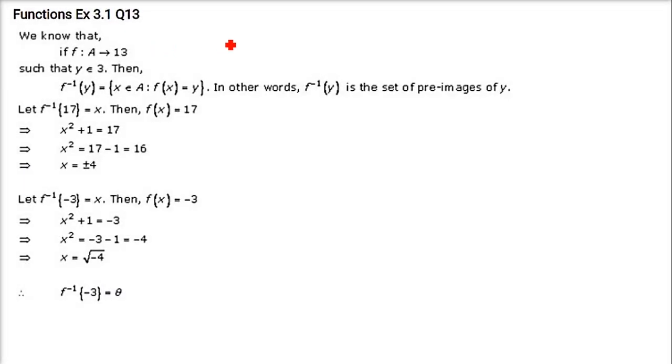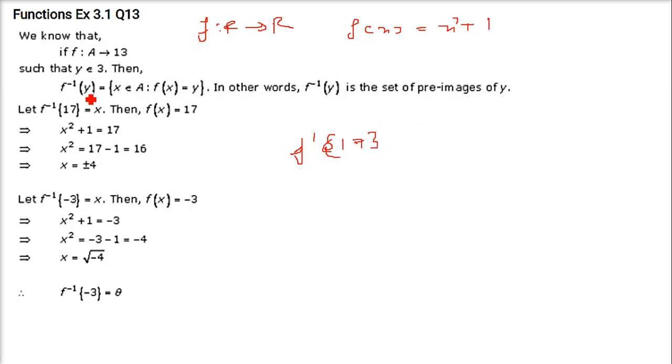Next one: f is from real numbers to real numbers, defined by f(x) equals x square plus 1. We have to find f inverse of 17. So just put this as f inverse of 17.